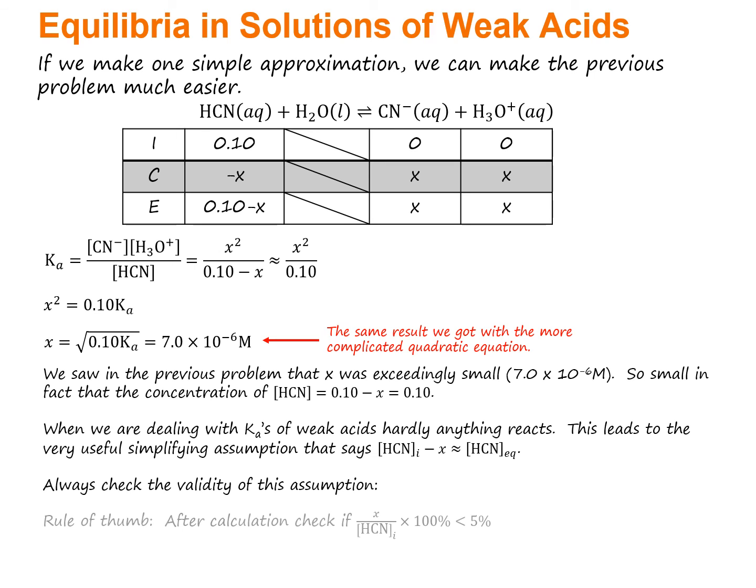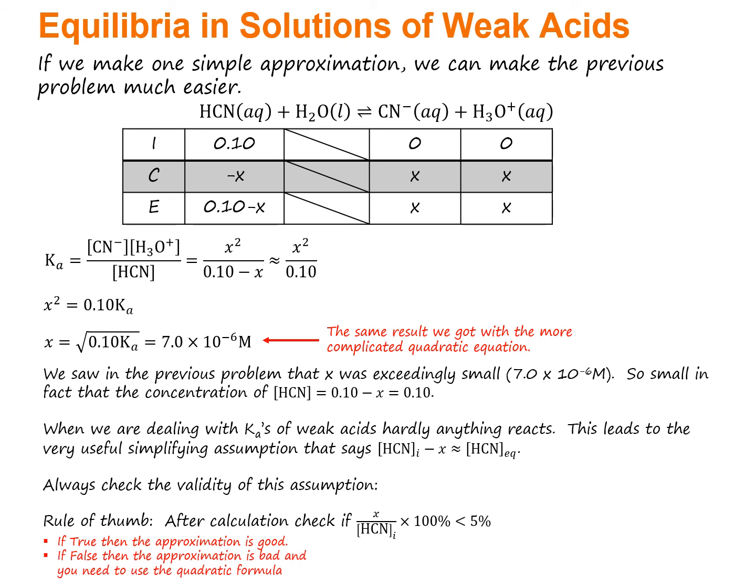And this is sort of the 5% rule. What we do is we take the value of x and we take it over the initial concentration of that HCN. In this particular case, if this inequality holds true, then we find that the approximation is good. If it's false, we're going to say that the approximation is bad, and you have to go back to the quadratic formula. So let's check it for our particular problem.